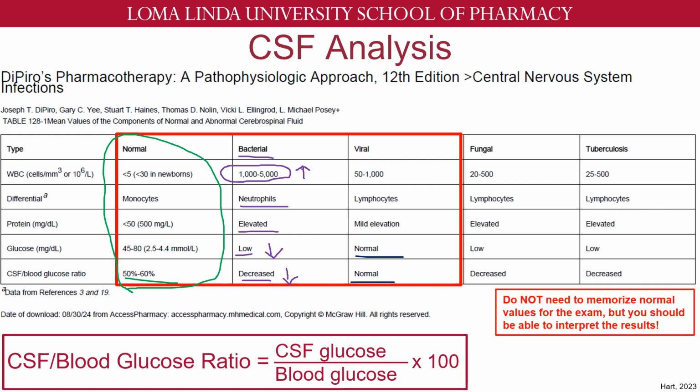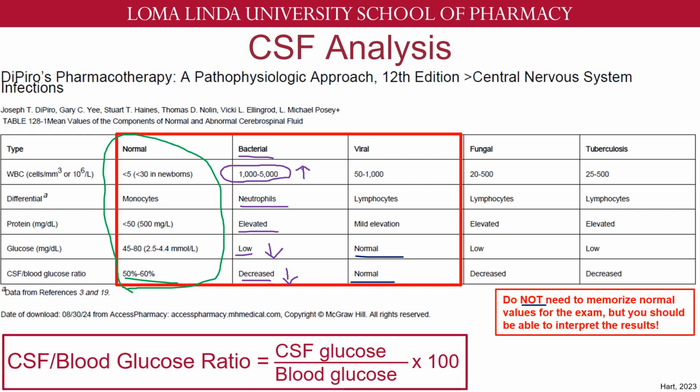So for the exam, you do not need to memorize what these values have to be. I will not hold you accountable for that. But you should know how these different variables will differentiate when you get a CSF analysis. So if you get a patient with bacterial meningitis, or you don't know it's bacterial meningitis, and you just get the CSF result, you should know that if there's low glucose, that it is bacterial meningitis.